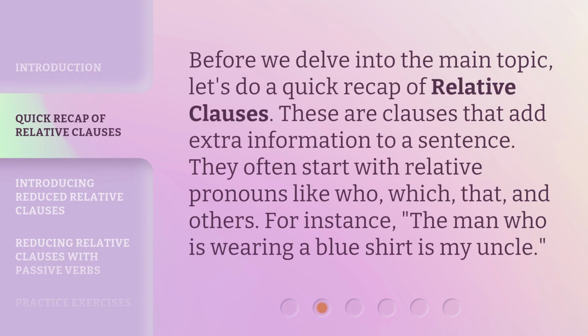Before we delve into the main topic, let's do a quick recap of relative clauses. These are clauses that add extra information to a sentence. They often start with relative pronouns like who, which, that, and others. For instance, the man who is wearing a blue shirt is my uncle.